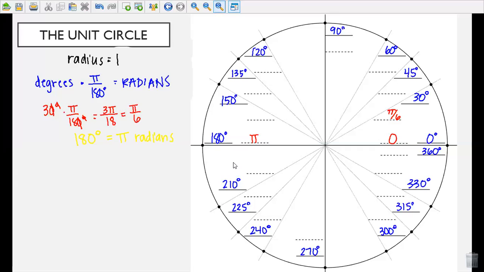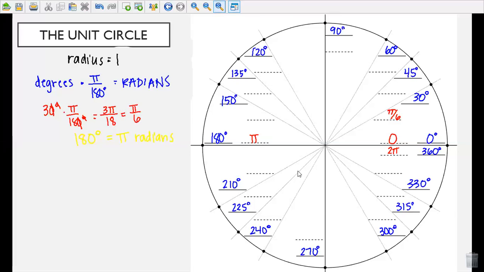If you look at this in terms of pieces of your unit circle pie, like a piece of cake or a piece of pizza, if half of this circle is pi, that means that the whole circle is going to be 2 pi.